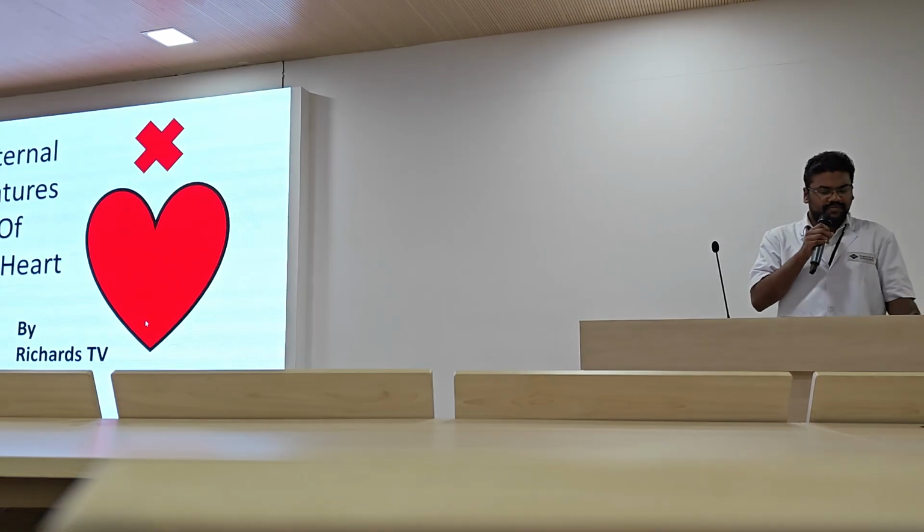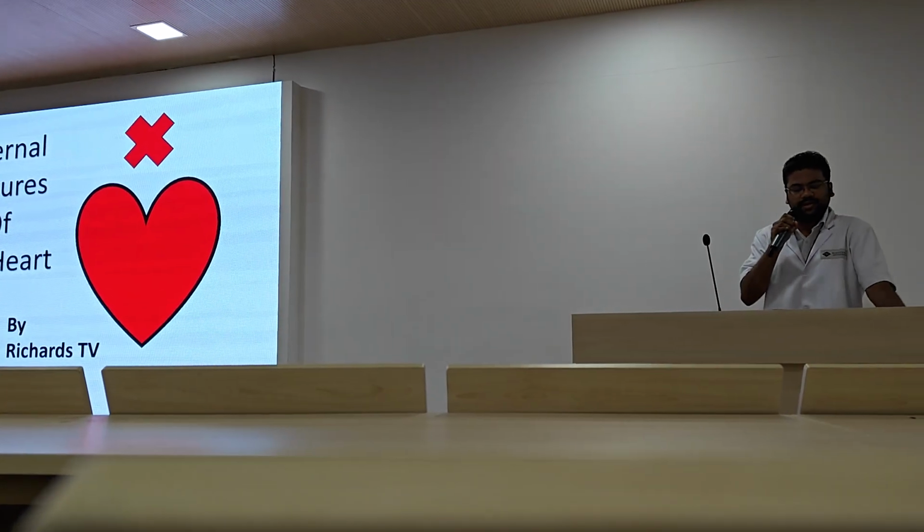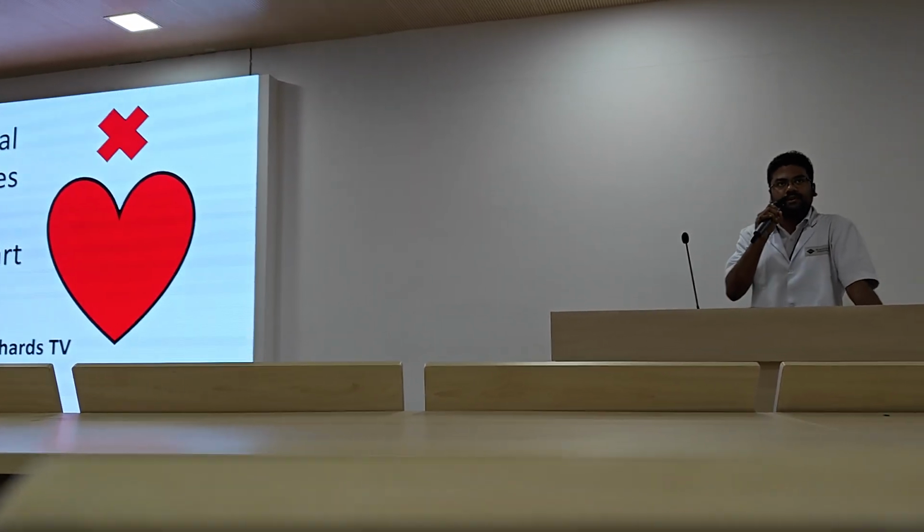Okay, so let's begin with the external features of the heart. If you look at this, the two structures here, one on the left, one on the right. In this case, the right one is not the right one. So this right here is the first standard heart. The one on the left is your first MBBS heart, which is what we'll be talking about right now.